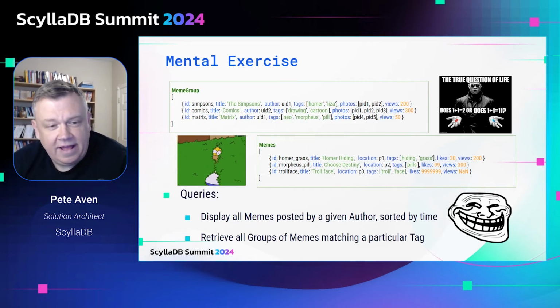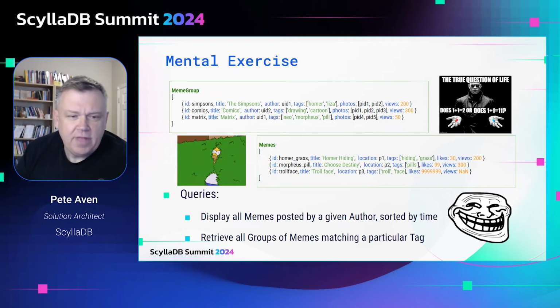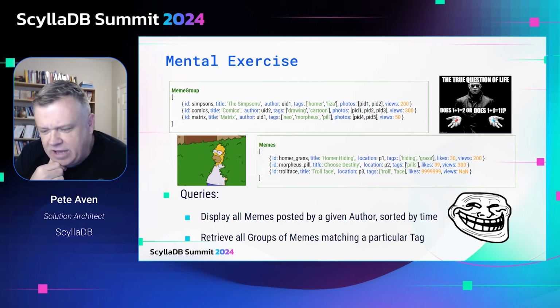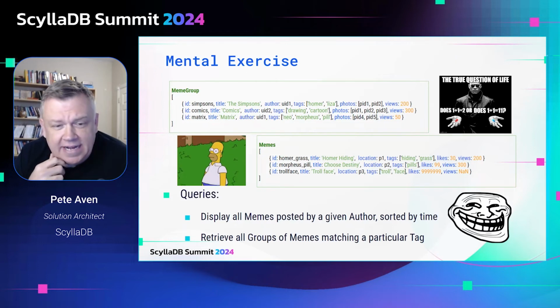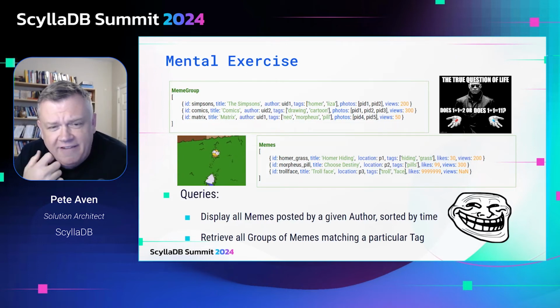So we think of things like, display all memes posted by a given author sorted by time. What would that look like? What data do we need from those collections? How would we put that in Scylla? We want to retrieve all groups of memes matching a particular tag. What would that look like, right? I'm actually going through this exercise with another company right now that's coming from Graph, and it's very similar. They're coming from a Graph mindset, and they're having to rethink like, okay, we've got the data, but how do we put that data in an optimal shape in Scylla to be able to answer the questions we want to answer?